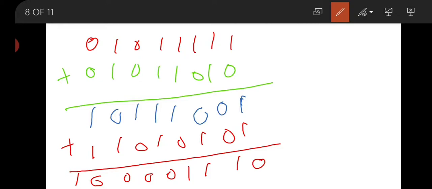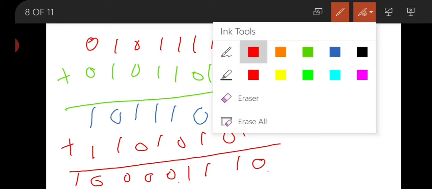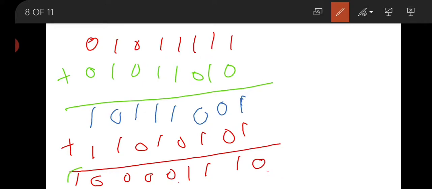Now if we count the number of digits, 1 2 3 4 5 6 7 8 9. That means here 1 bit is extra. This is the extra bit, and we have to add this extra bit here. Now all the data is 0 0 0 0 and 1 1 1 1. That means 4 zeros and 4 ones.